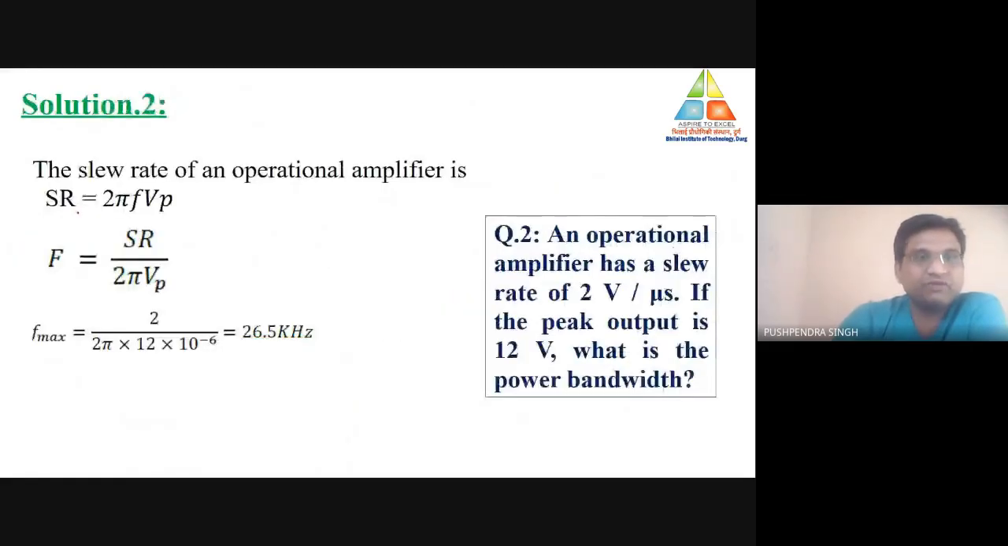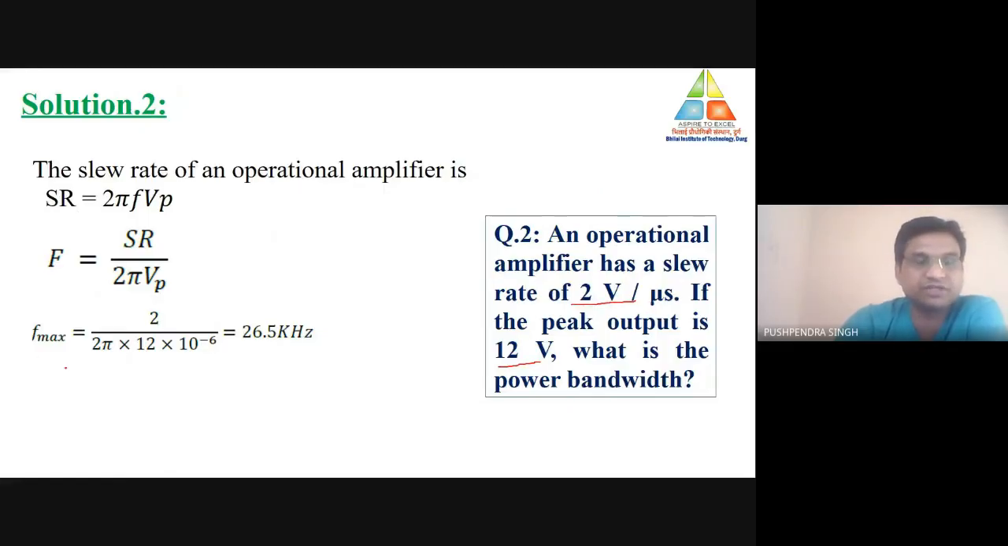2 pi f into Vm. So from there, what is the value of f? F is nothing but SR divided by 2 pi into Vp. The value of Vp is given as 12 volts. So Vp is equal to 12 volt. The value of slew rate is given as 2 volts per microsecond. S is equal to 2 volts per microsecond.